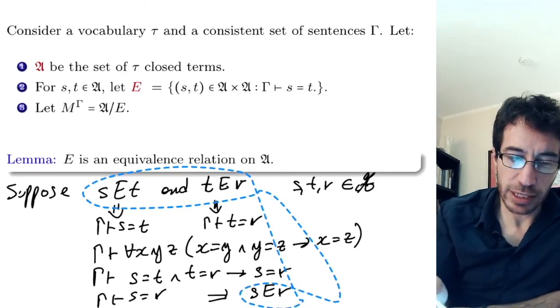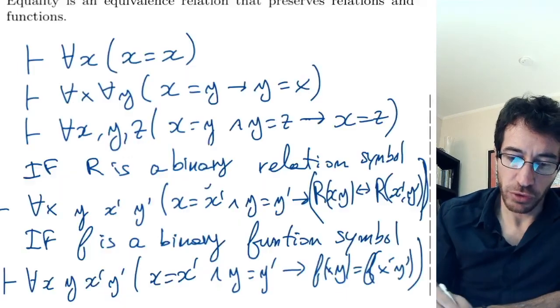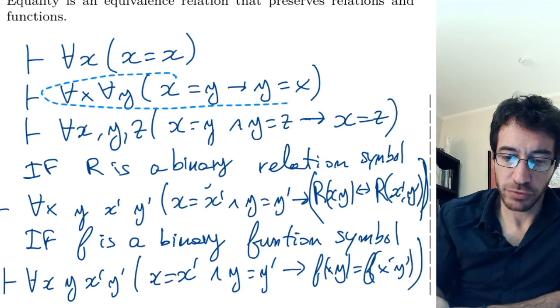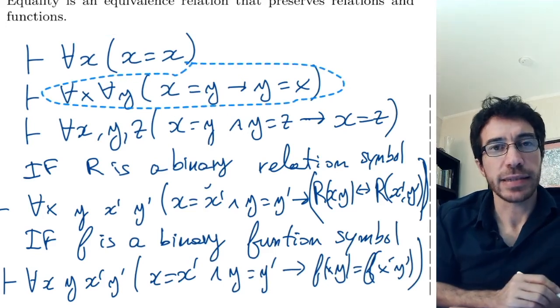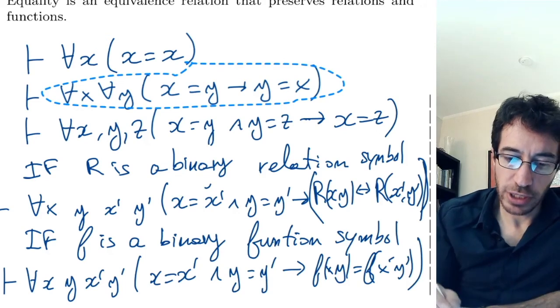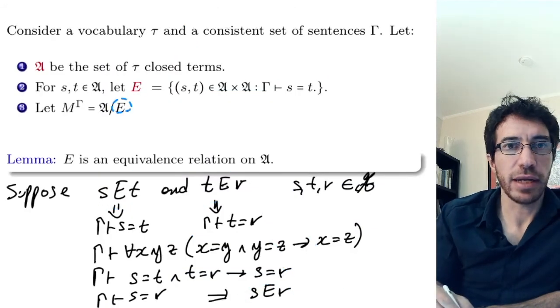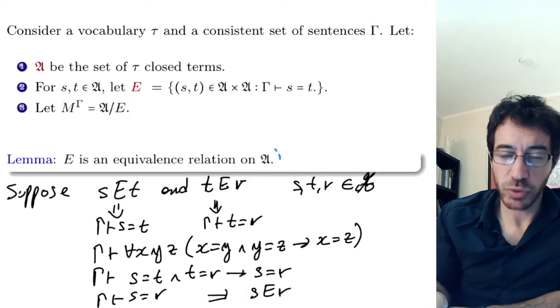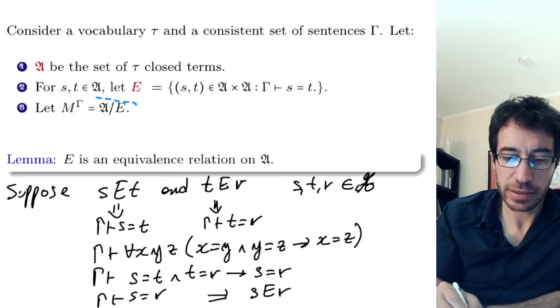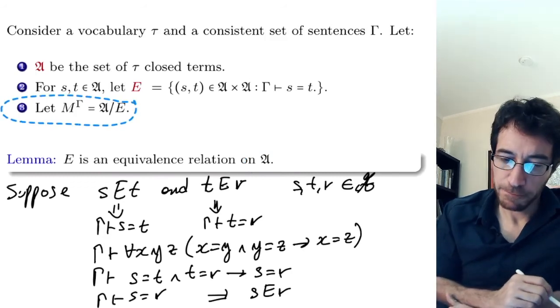And of course you do the same for reflexivity and for symmetry, and that's how you get that it is an equivalence relation. It's going to satisfy those two. So this E is an equivalence relation on the set of closed terms. Okay, so that means that this definition actually makes sense. We can take the quotient.